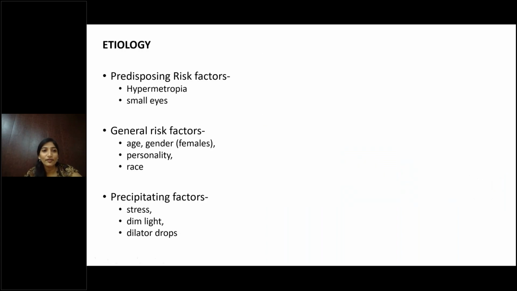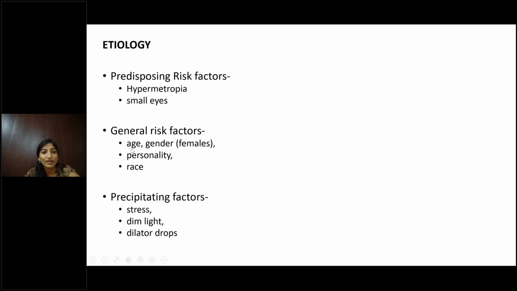So what is the etiology of angle closure? If it is a small eye and a crowded eye, the lens will be bigger as compared to other structures, leading to a shallow chamber. So that is seen in small eyes such as nanophthalmos or microphthalmos. Whereas in hypermetropia, again the eye is smaller, leading to shallowing of the anterior chamber.